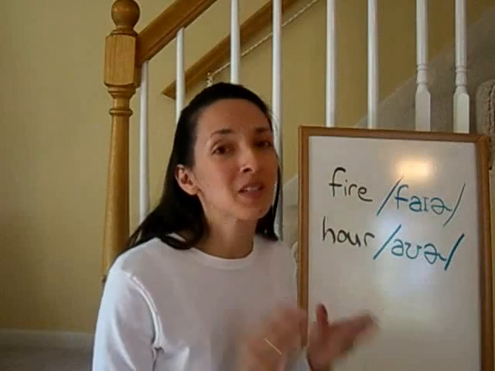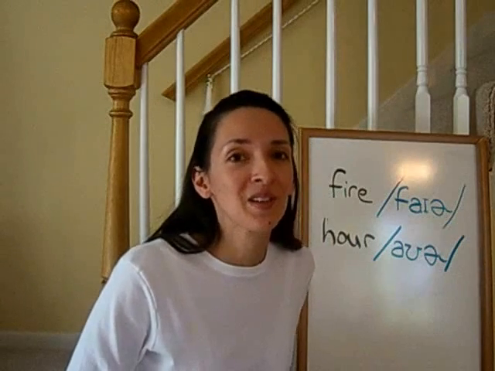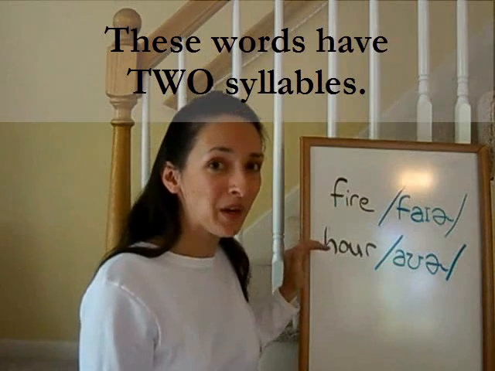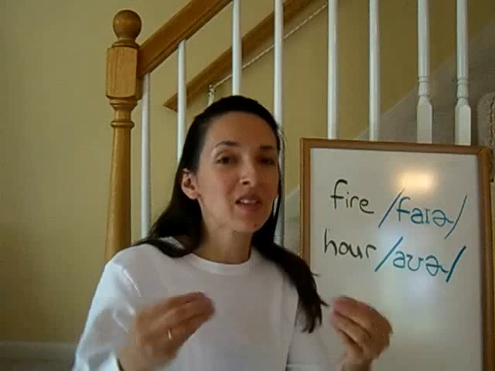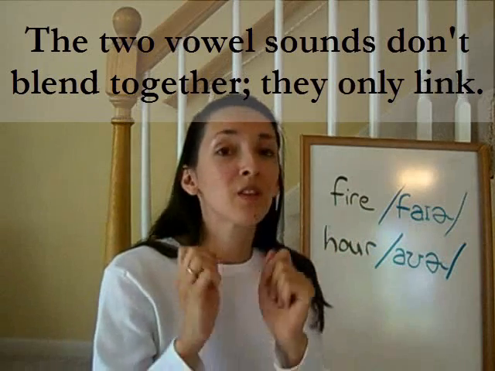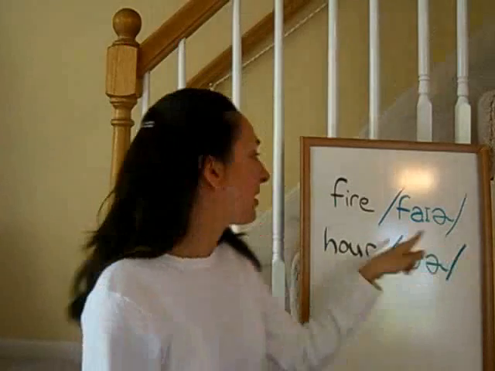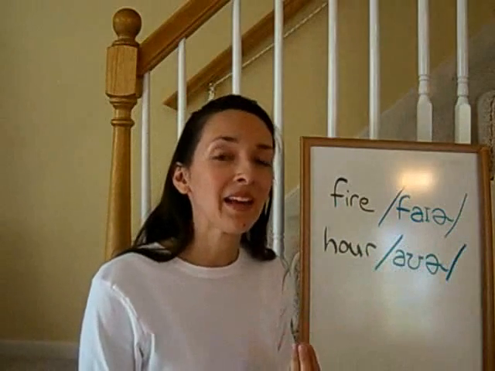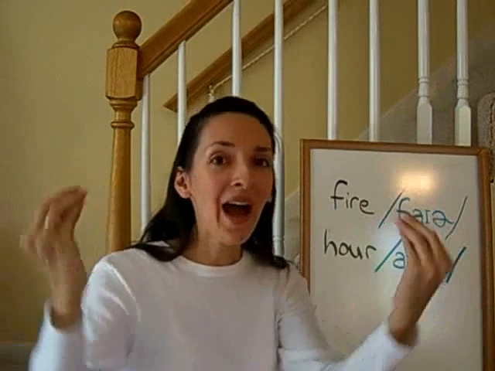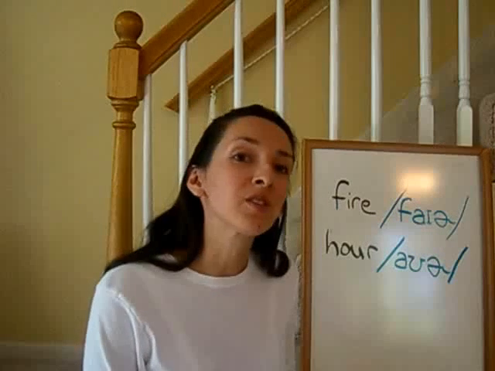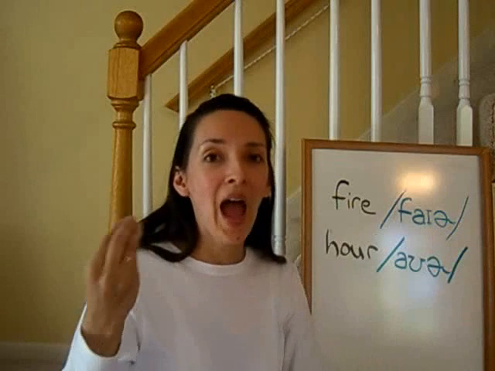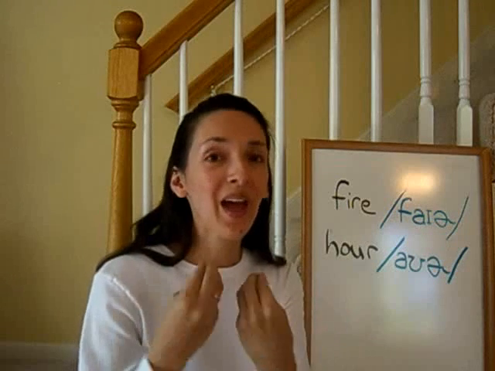This is a smaller group of words, but we need to talk about them because they're different. These words have 2 syllables: fire, hour. We have 2 vowel sounds, and there is a gliding, but there isn't a joining to make one vowel sound. The vowel sounds remain separate. Here, the first sound is I. I combines with R: ire, ire. Here, the first vowel sound is ow. Ow combines with R: hour, hour, hour.